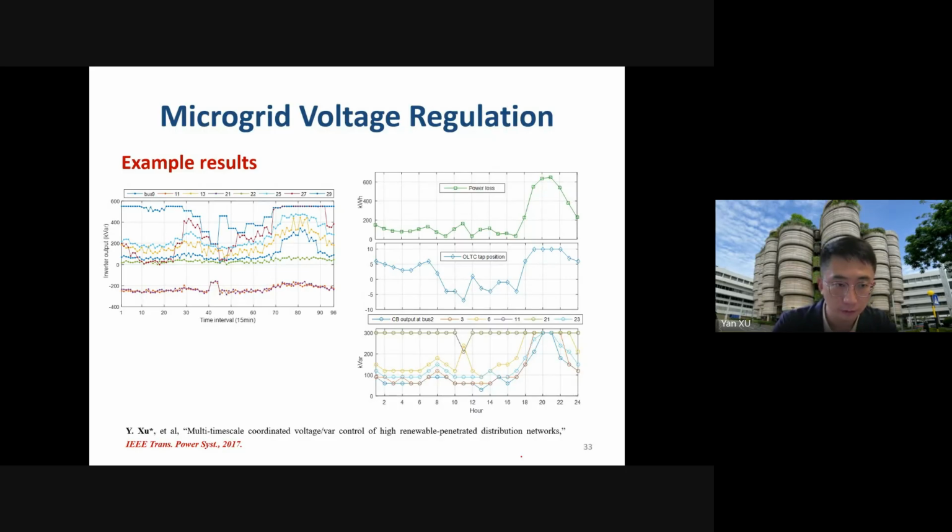Now let me show you some simulation results. Once again, we dispatch the power converters and we dispatch the capacitor banks. Our objective is to minimize the power loss, right? Capacitor banks here, and this is transformer tap changes. So you can see that for 24 hours, this is the power output of the converters. And this is the positions of the OLTCs. And this is the output of the capacitor banks. And this is the corresponding power loss of a day. It is already minimized.